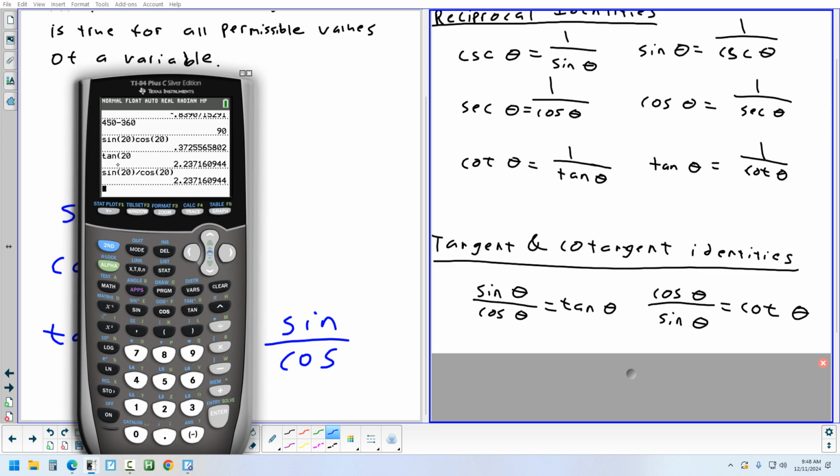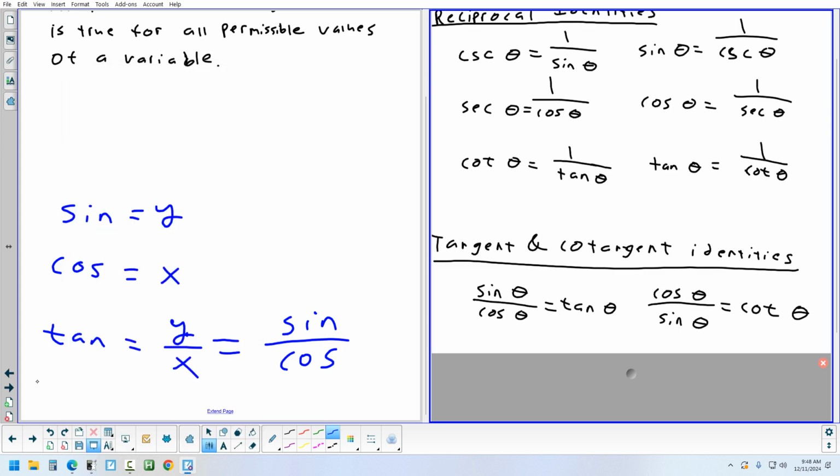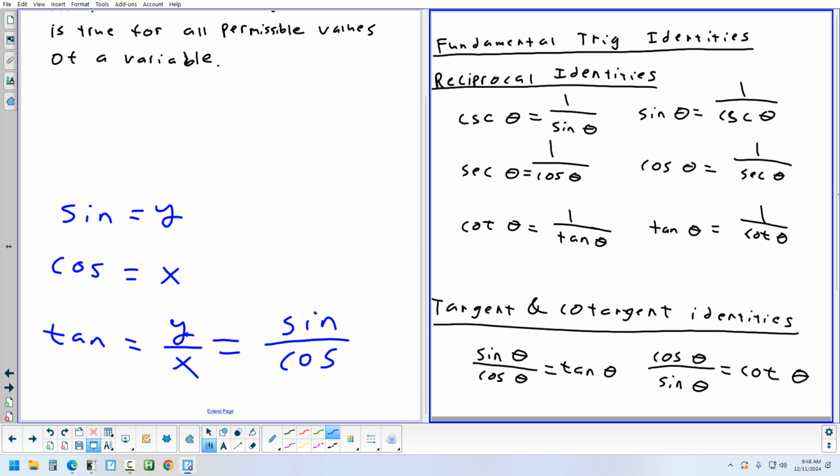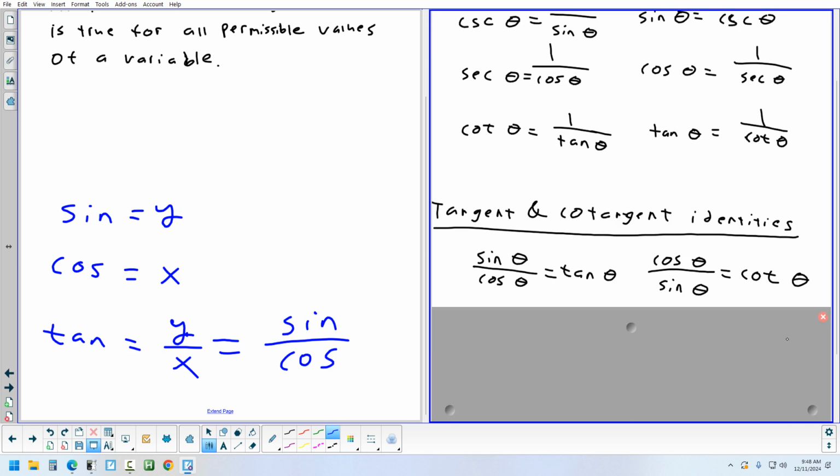Well, if sine divided by cosine gives you tangent, then flipping it would also work. Cosine divided by sine would give you cotangent. So let me show you how we're going to use that identity to do our last question. There is one more group under fundamental identities. I don't want to do them today. They're called the Pythagorean identities, but they're not on the test, and we talk about them a lot more later on.